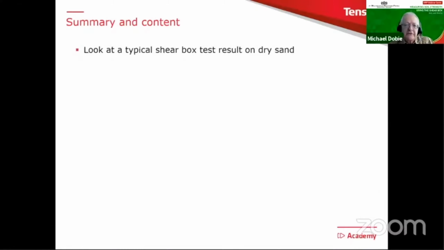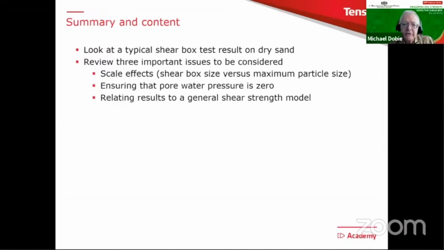So the content is like this. We'll first of all, to kind of warm ourselves up, look at a typical shear box test result on dry sand, which is very straightforward conditions. And then I'm going to review 3 important issues which you need to think about when you look at shear box test results: scale effects, things to do with pore water pressure, and also relating your results to a general shear strength model. I will then look at test procedures or suggestions for various typical soil types.